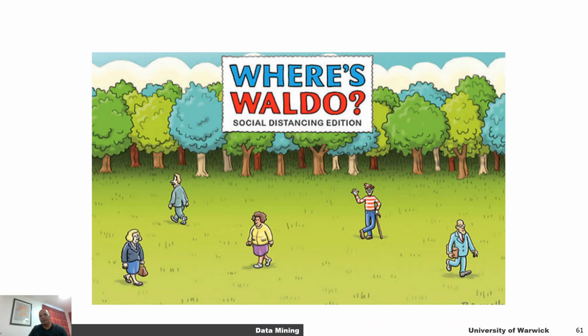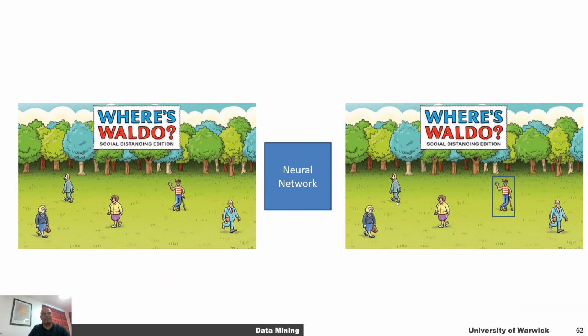So we are given a bunch of training data in which we know where Waldo is, and we are going to use that to approximate in a given picture where he is in that image, or whether he is present in that image or not. That's what we are going to do. We feed an image as input, and then at the output of the network, we get a location or a box around where Waldo is.